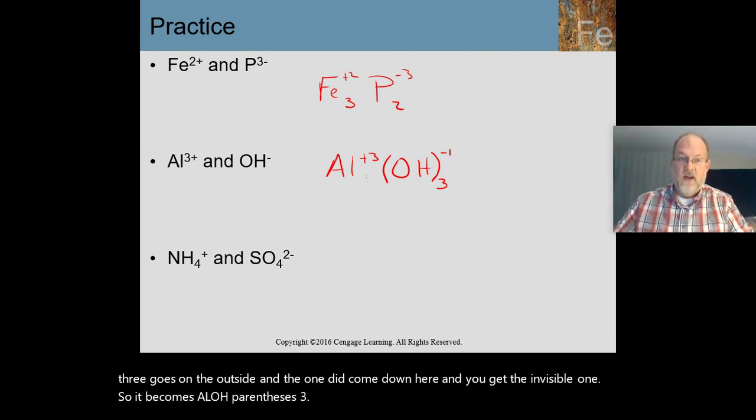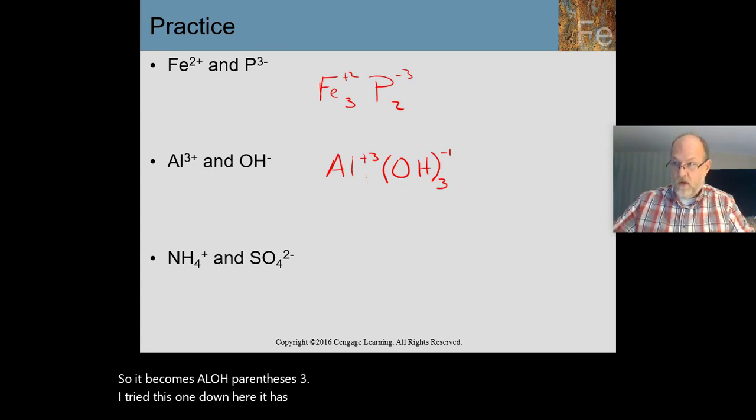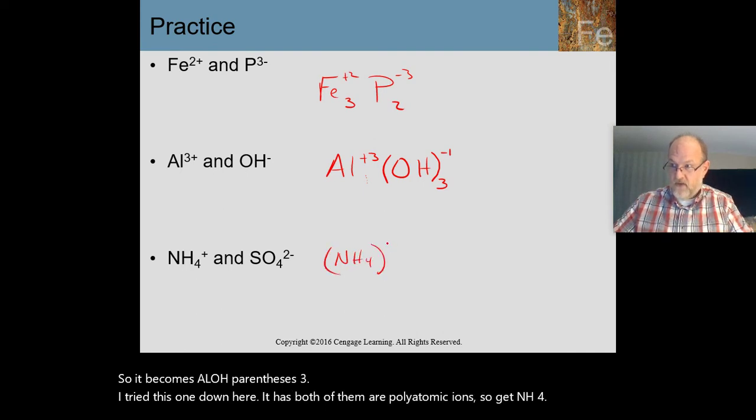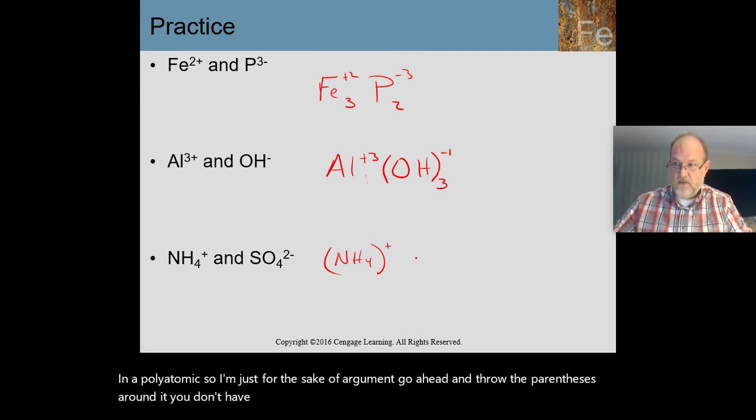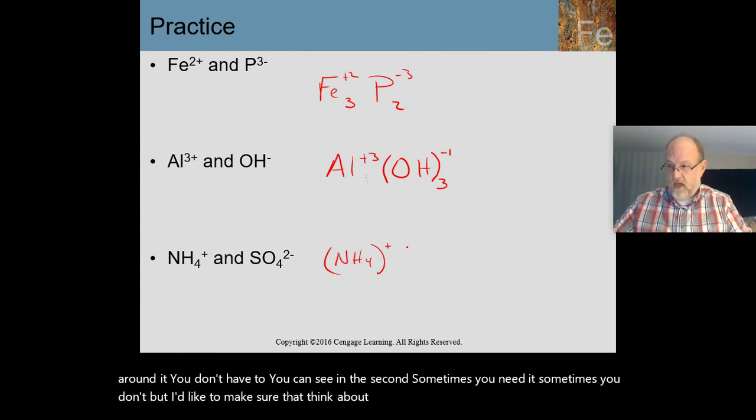Let's try this one down here. Both of them are polyatomic ions. So I've got NH4 and the polyatomic. For the sake of argument, I'm going to go ahead and throw the parentheses around it. You don't have to. You're going to see in a second. Sometimes you need it, sometimes you don't. But I like to make sure to think about it as being all together. And then you have sulfate.